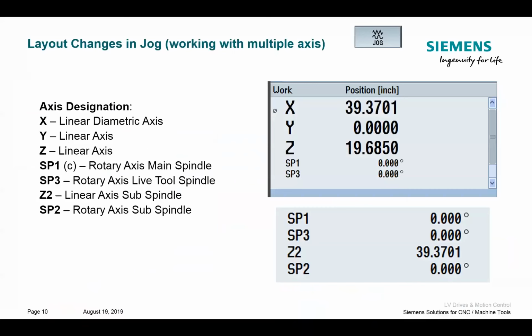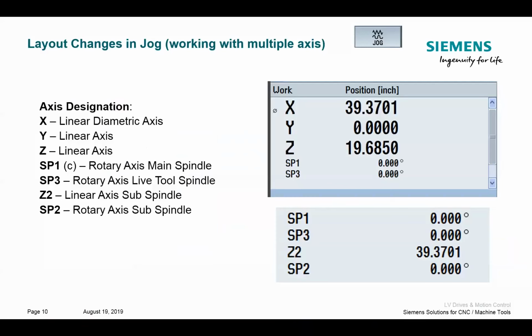So step 1, whenever you're working on a multi-spindle lathe, take a look and see what the axis designations are, specifically for the spindles, because that's very important. You're going to need to know, what is the main spindle? What is that OEM calling it? In this example we're working on today, it's SP1, but it could be referred to as a C-axis. It could be called anything that really the OEM wants it to be.